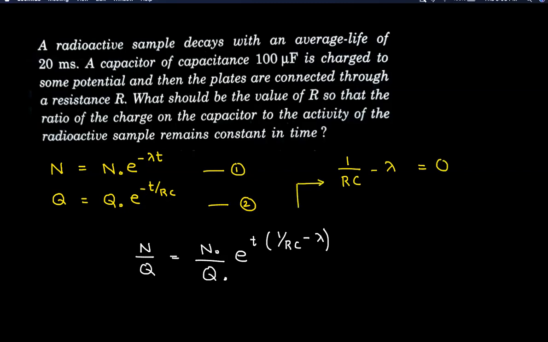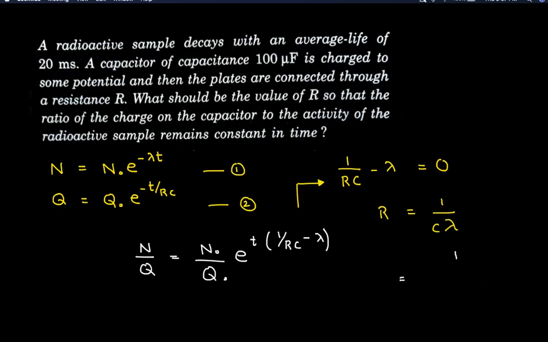Does everyone understand this? How this comes? If it has to be independent of t, type in quickly. Have you understood this? Okay. So R is equal to 1 by C lambda. Lambda is ln 2 by T half. Is T half given? Half-life is given? No, average life is given. So lambda is 1 by average life. So this is 1 divided by 20 milliseconds. I was just checking whether you guys are awake. 1 by C lambda.